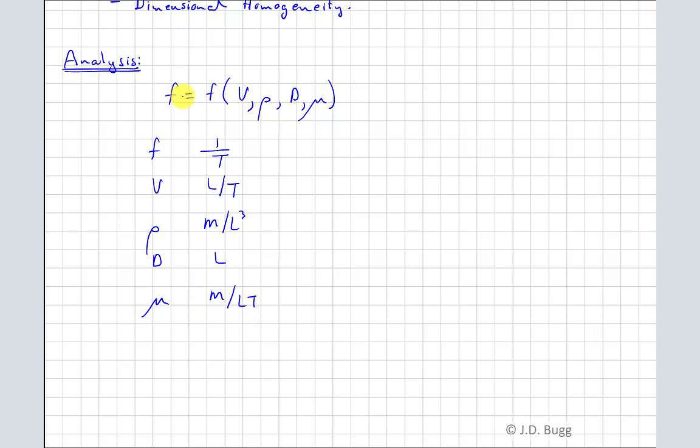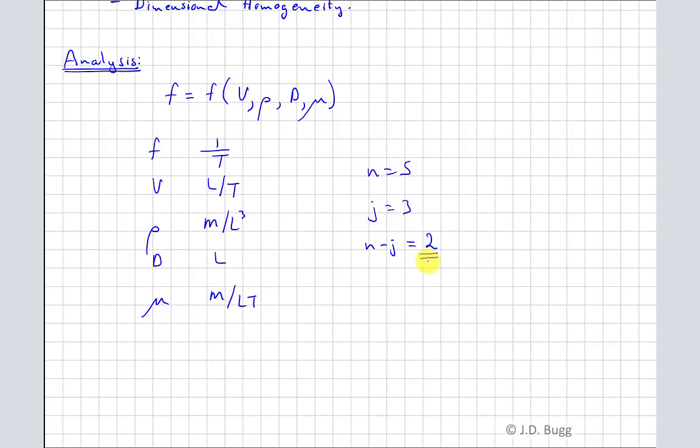So we notice we have 1, 2, 3, 4, 5 parameters here. And we have 1, 2, 3 unique dimensions: time, length, and mass. So j is equal to 3. So we should expect n minus j, or 2 dimensionless groups.